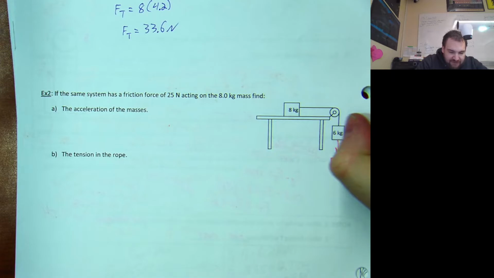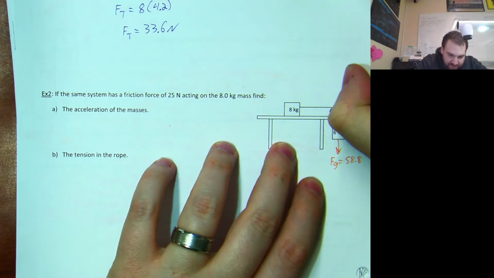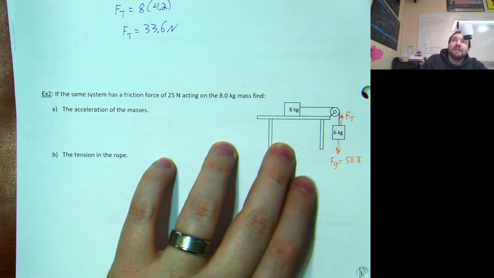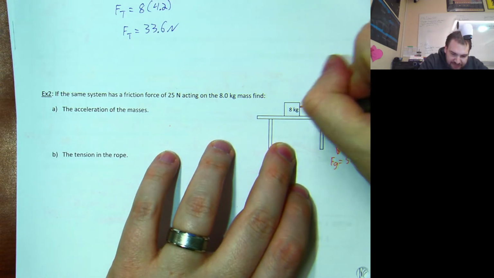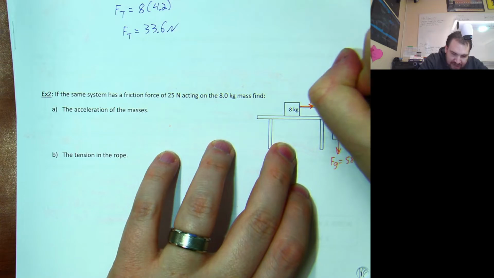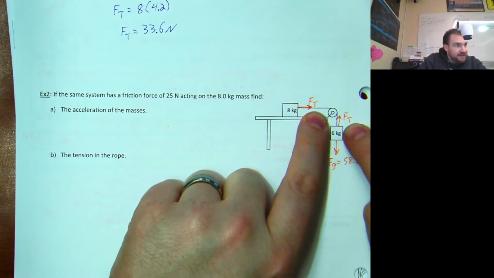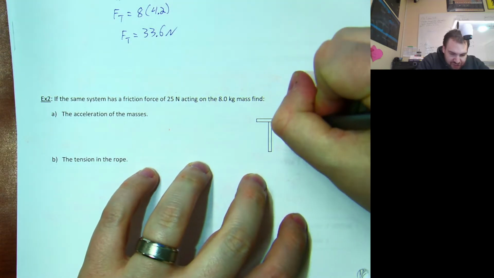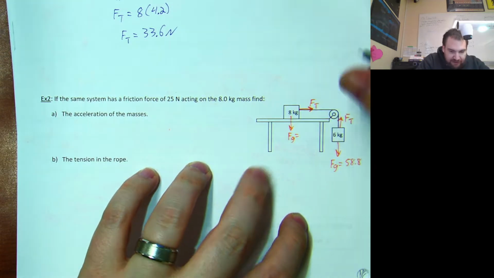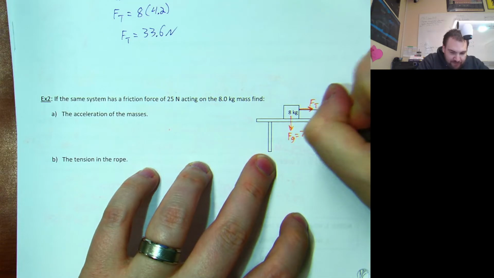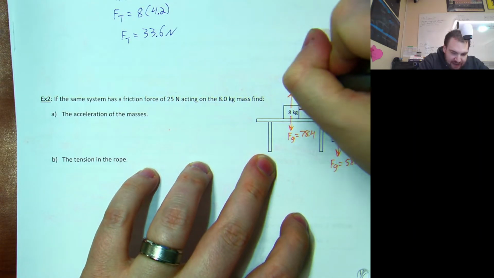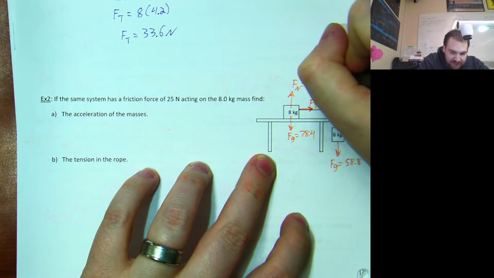So I'm still going to have an Fg acting this way of 58.8. I'm still going to have Ft acting up on this block. I'm having Ft act to the right on this block. And again, these are the same Ft's because that is the same rope. I'm going to have an Fg acting downwards on the 8 kilogram block. It's still going to be 78.4. I'm going to have an Fn acting here of 78.4.